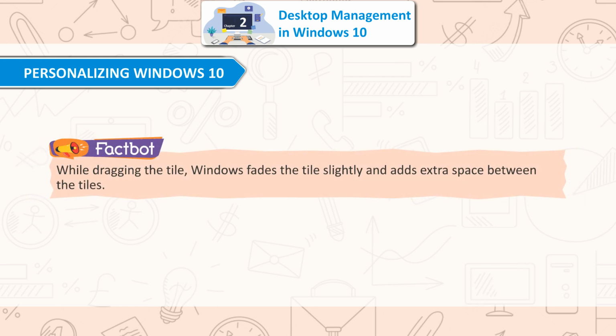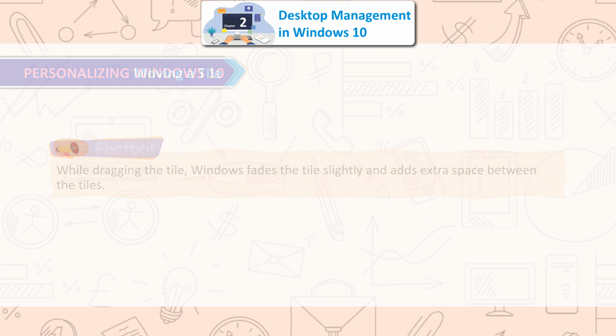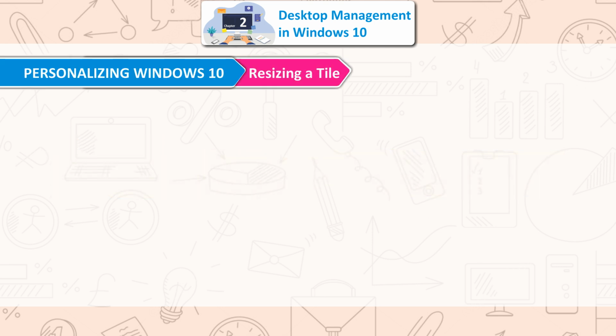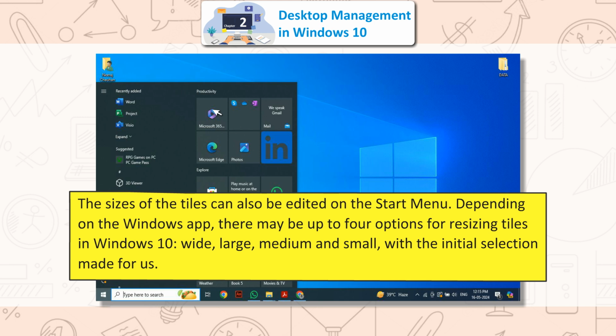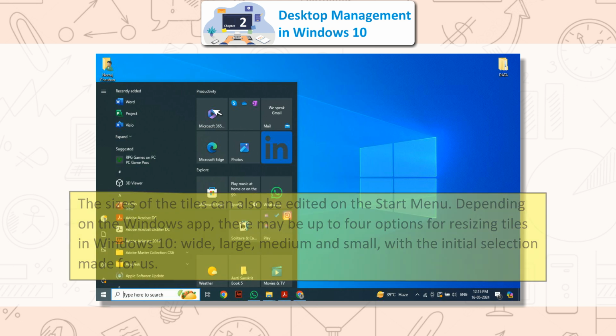Fact Bot. While dragging the tile, Windows fades the tile slightly and adds extra space between the tiles. Resizing a tile. The sizes of the tiles can also be edited on the Start menu. Depending on the Windows app, there may be up to 4 options for resizing tiles in Windows 10: wide, large, medium, and small, with the initial selection made for us.